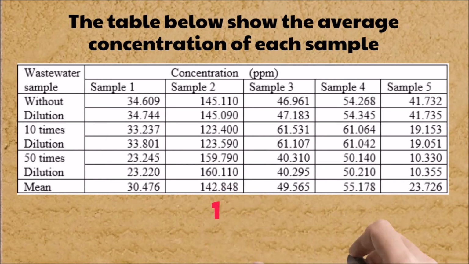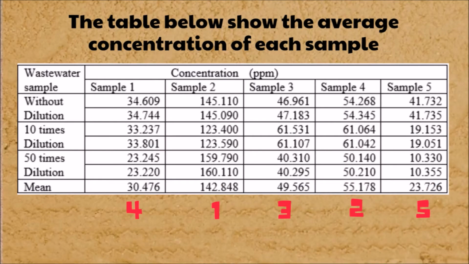Refer to this table. The highest concentration of caffeine is sample 2, followed by sample 4, sample 3, sample 1, and sample 5.